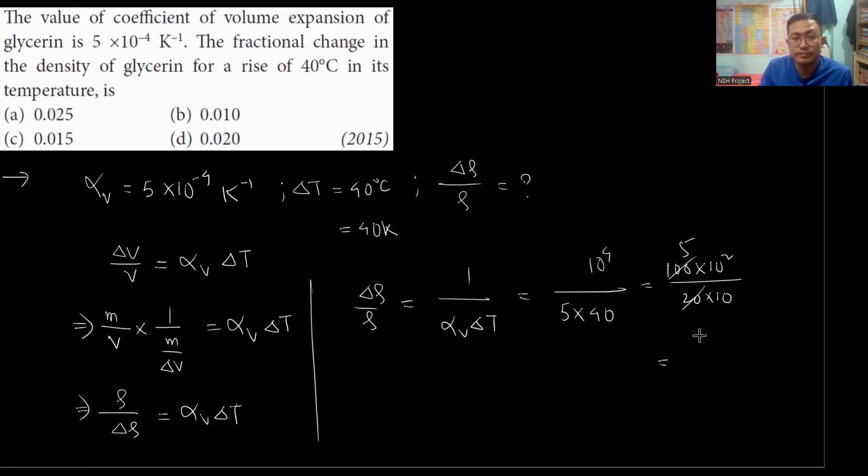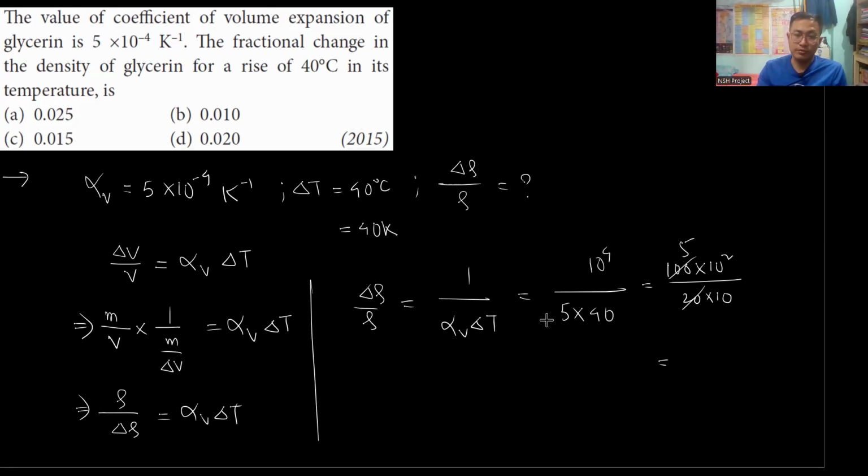5 by 10 is 0.5. 5 by 10 is half, which is 0.5. 0.5 into 10 square is the answer. The fractional change in density of glycerin is the answer.